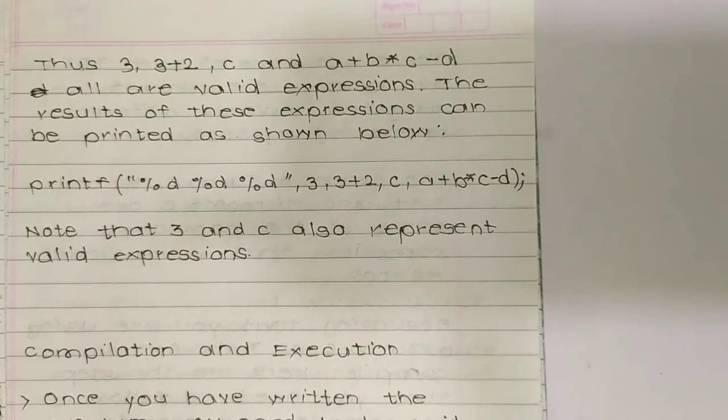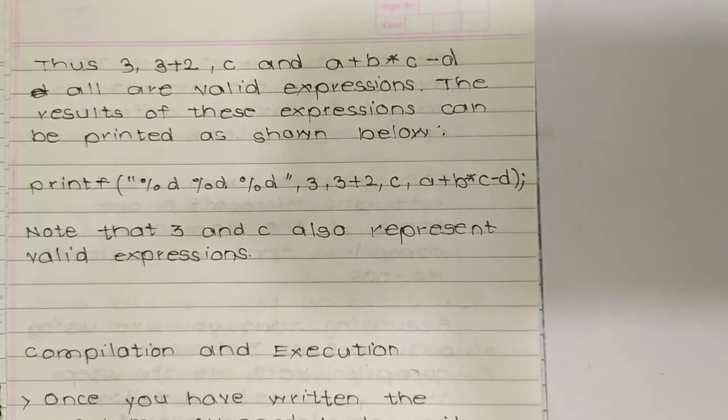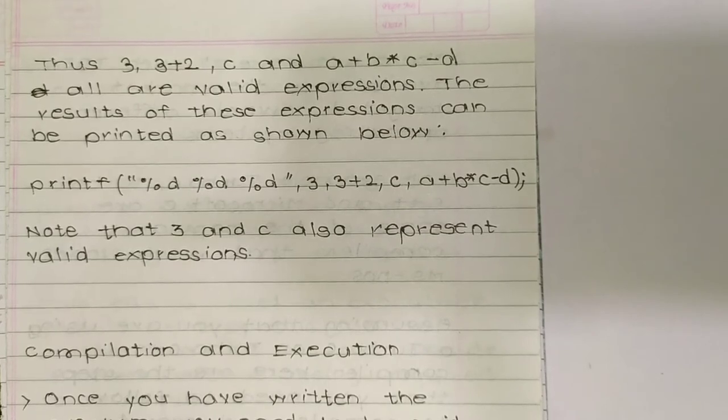Thus 3, 3 plus 2, c, and a plus b star c minus d are all valid expressions. The results of these expressions can be printed as shown below.